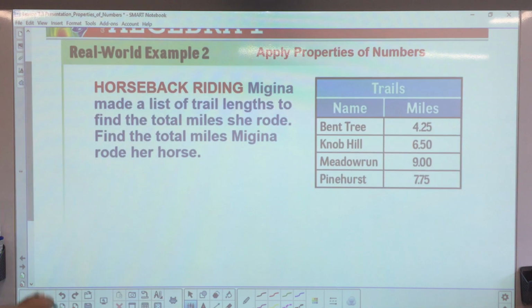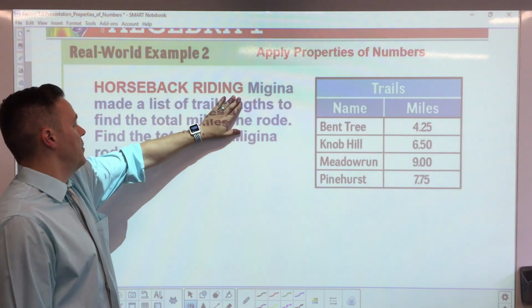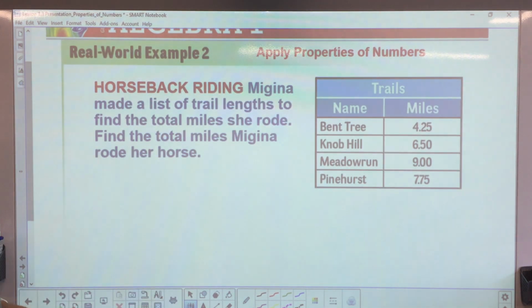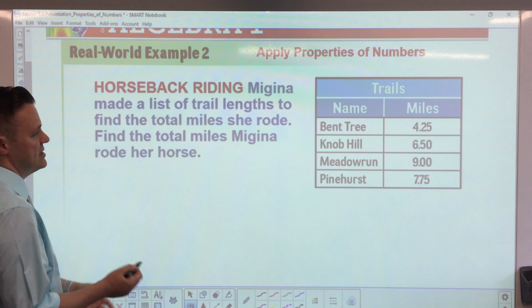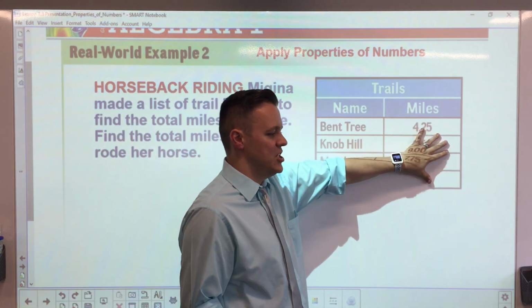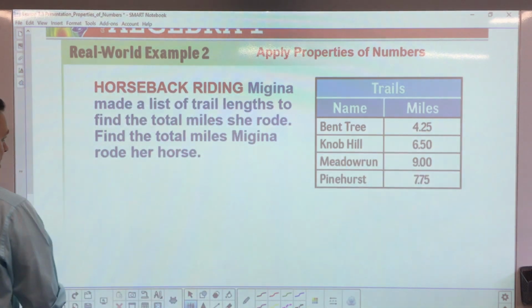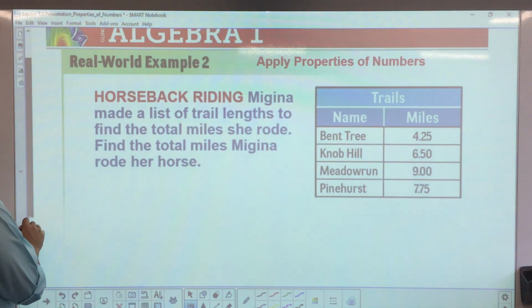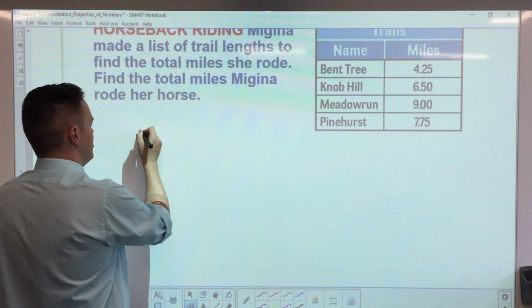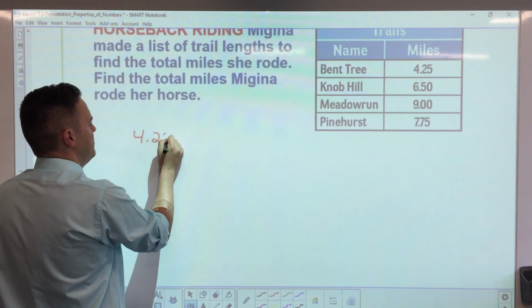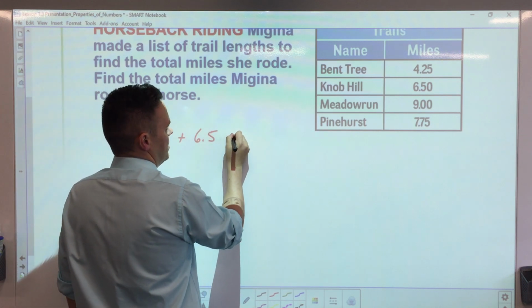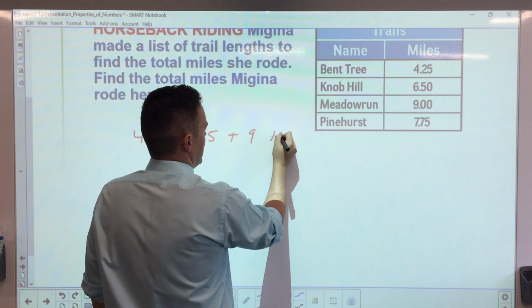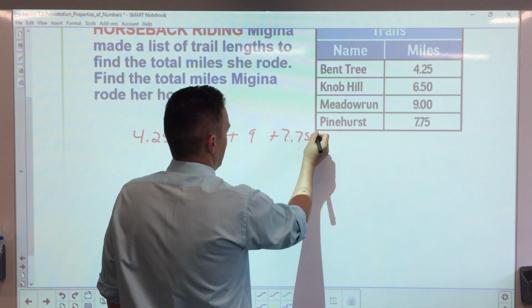All right, so let's go real world here. Magina made a list of trail lengths to find the total miles she rode. Find the total miles Magina rode her horse. So what you would do is you would write this out. This is basically an addition property for you guys. So what did Magina do? She wants to know what 4.25 plus 6.5 plus 9 plus 7.75 equals.